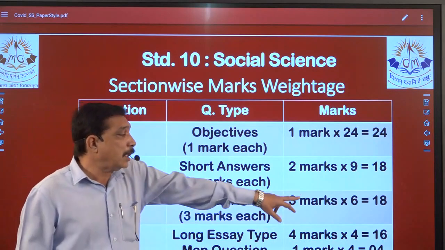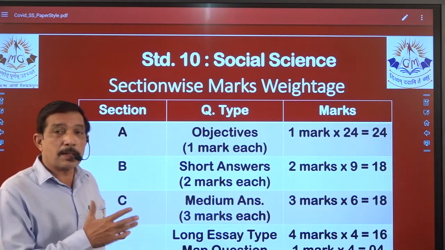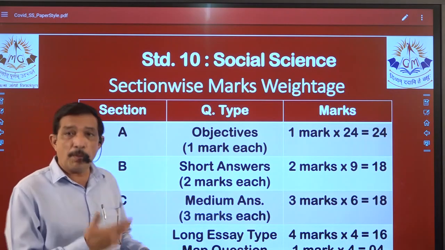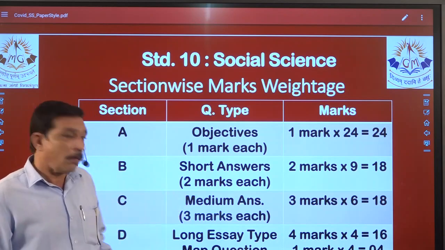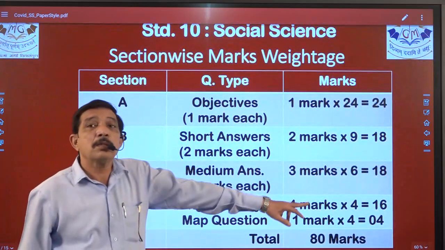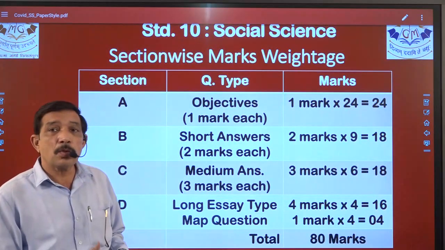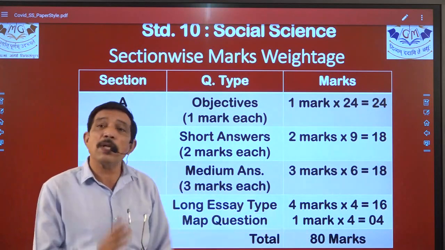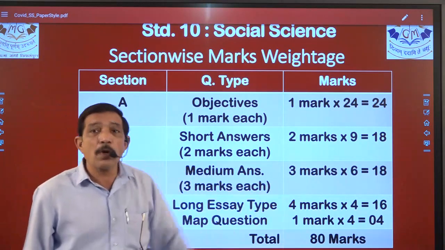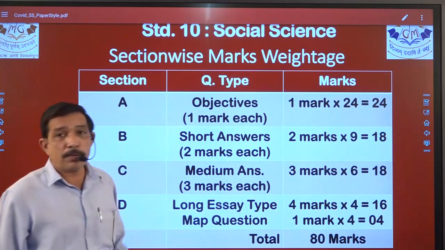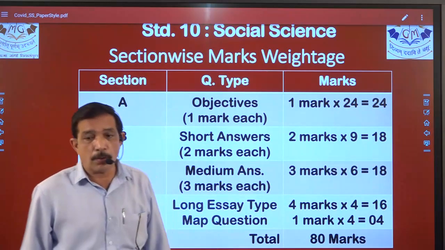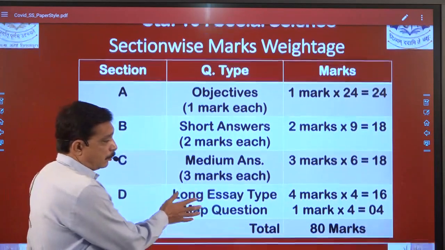3 marks questions are compulsory. 6 questions have to be attempted, 3 sixes are 18, plus additional questions will be provided over here so that you can have a broader choice. Section D is long essay type where 4 marks, 4 questions will be asked, that is a total of 16, and 1 mark into 4, that is map marking. Yes, map question, that is 1 map question. So 16 plus 4, 20. So the whole setup of the paper style, section A, B, C, D: 24, 18, 18, 20. So that makes a total of 80 marks.